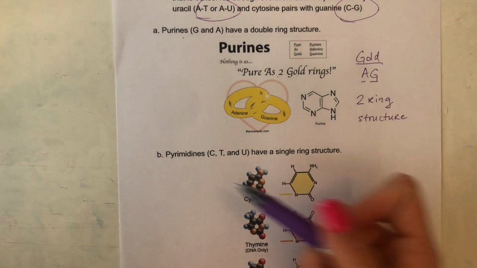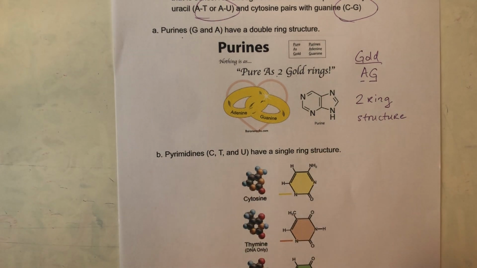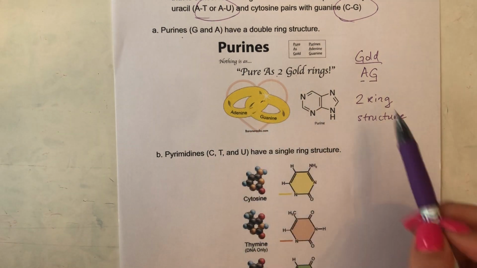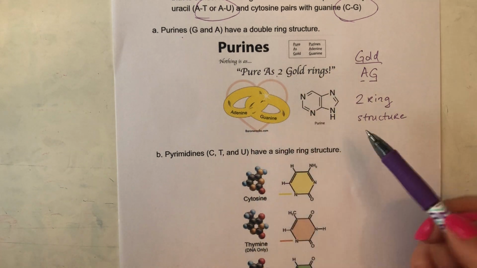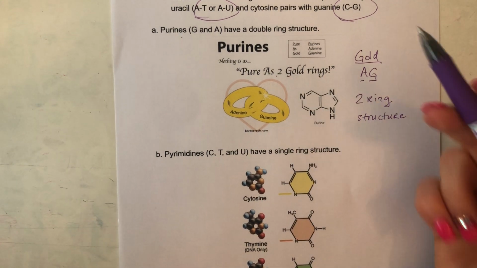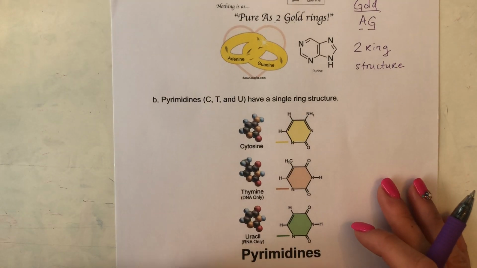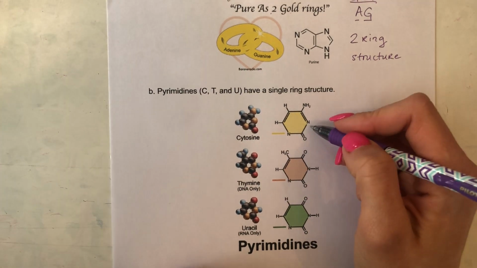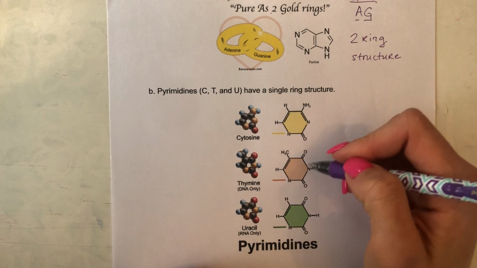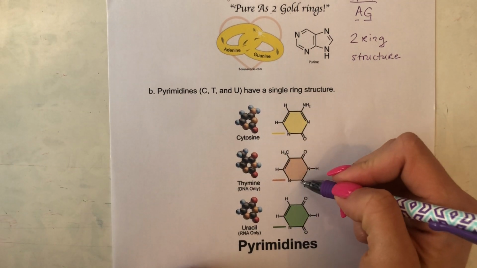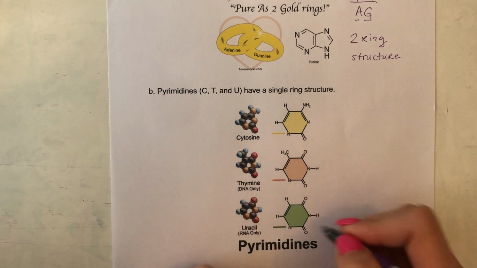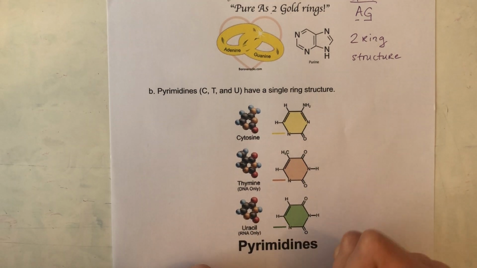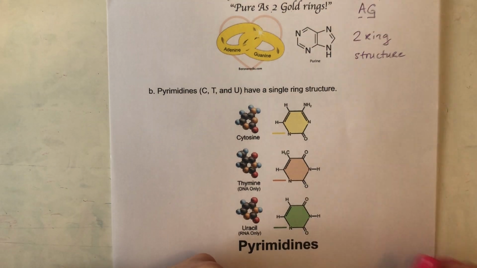Now, I didn't think of one as witty or interesting for pyrimidines, but if you can remember that A and G are purines, pure as two gold rings, that might help you to classify those, and then the remainder of them are going to be your pyrimidines. So your pyrimidines are your single ring structures. There's cytosine, there's thymine, and in RNA only there's uracil. And we'll talk about where this molecule comes into play specifically when we're making RNA from DNA. Okay, so those are just some basics about DNA structure.